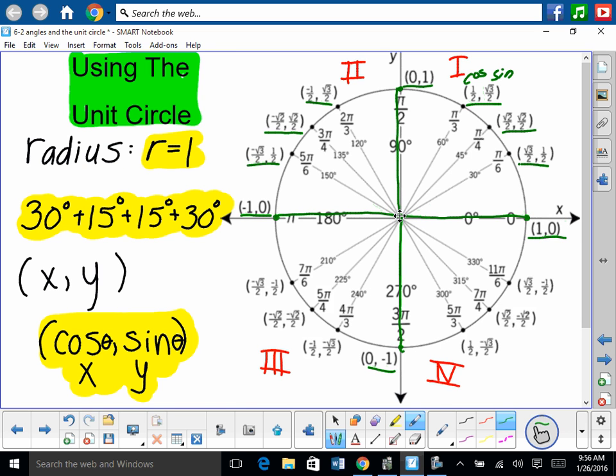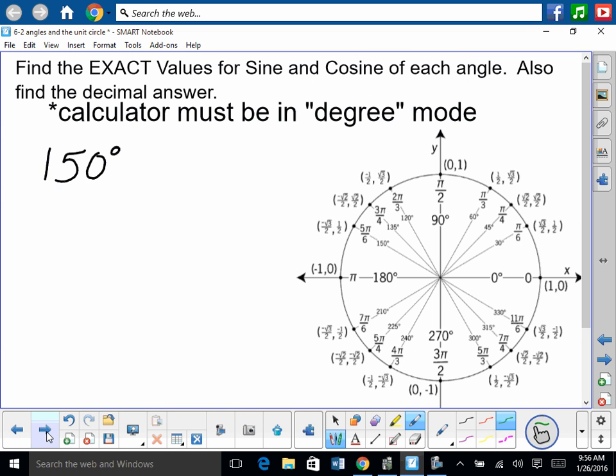So let's go ahead and use the unit circle to find these exact values. Everybody, you have your unit circle. It says, find the exact values for sine and cosine of each angle. And then it says, also find the decimal answer. So I'll teach you how to do that.